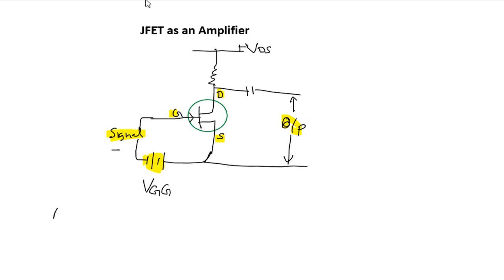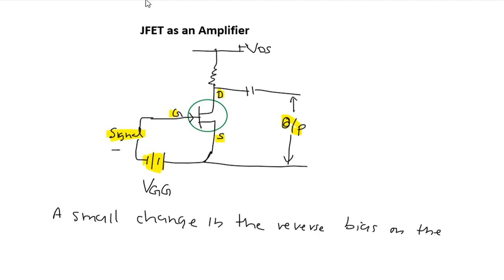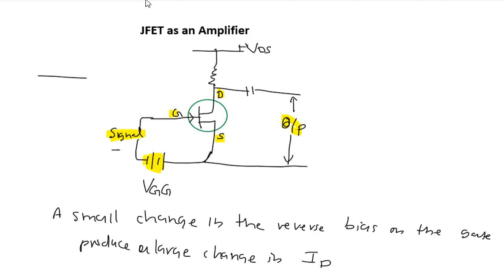So what I said is a small change in the reverse bias on the gate will produce a large change in the drain current ID, and we will use this fact when JFET is working as an amplifier. So suppose consider a signal.